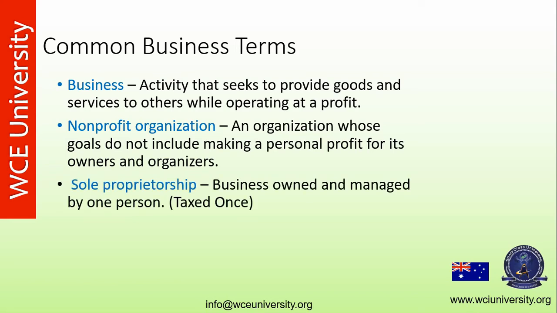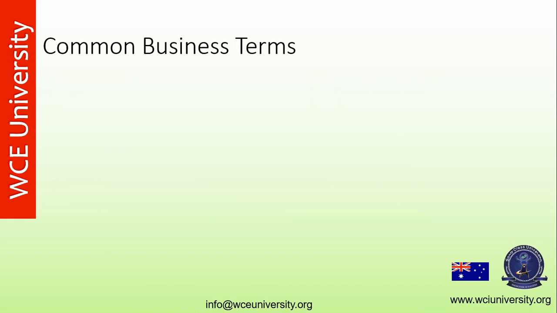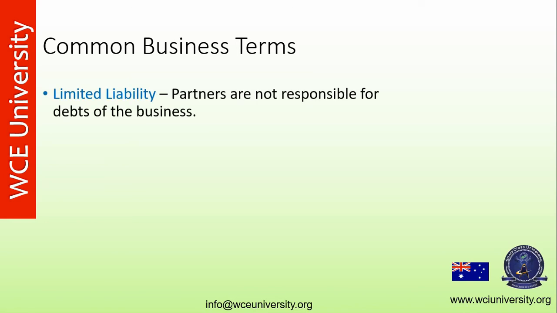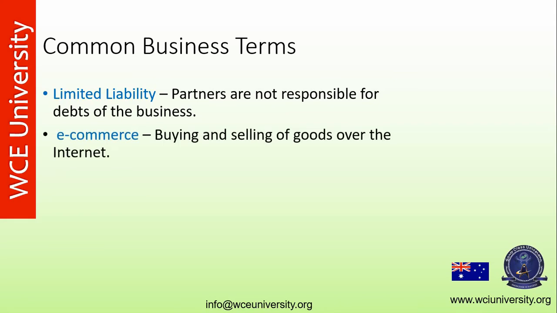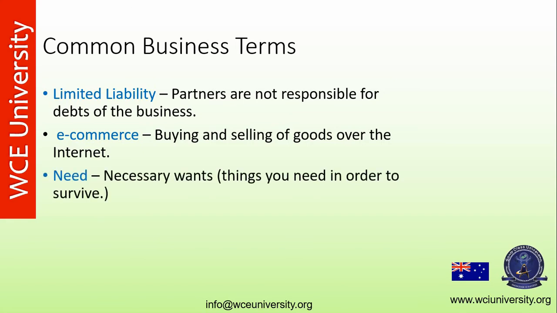Sole proprietorship, business owned and managed by one person. Limited liability, partners are not responsible for debts of the business. This means that the person and the business are different. The company pays its own debts. E-commerce, buying and selling of goods over the internet. Need, necessary wants. These are the things we need in order to survive.